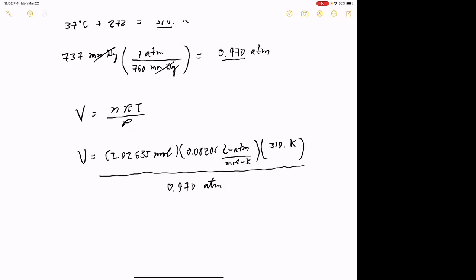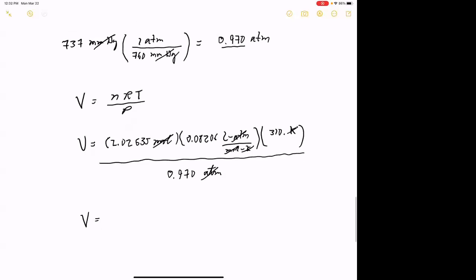So let's make sure it all works. I should get volume units out of this, which would be liters. In the top, canceling with an atmosphere in the bottom down there. So it looks like I'm left with liters. That's what I want. So now my volume, when I work it out, turns out to be, to 3 sig figs, right? That's what we need.